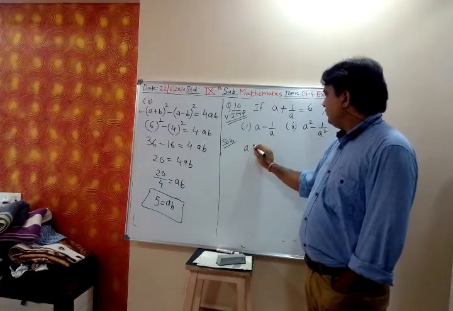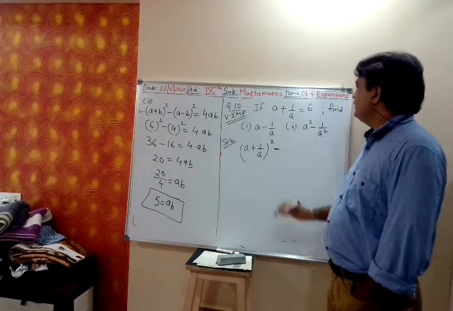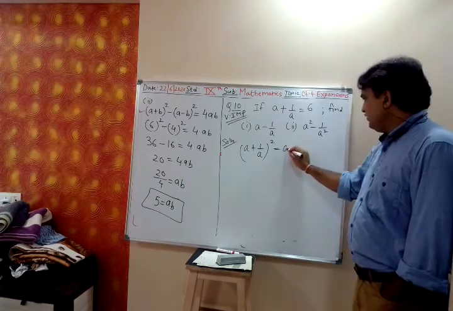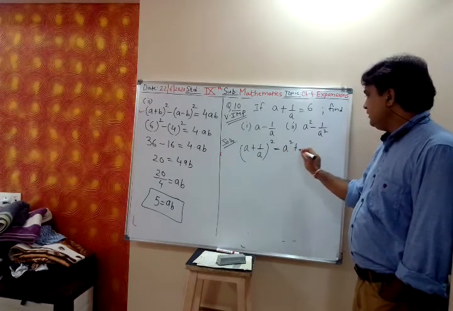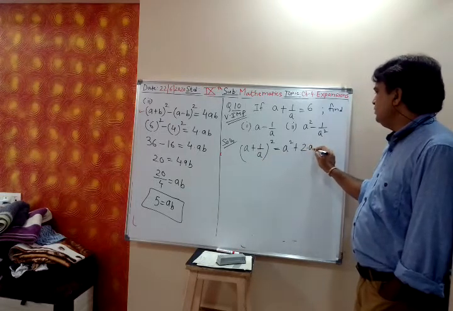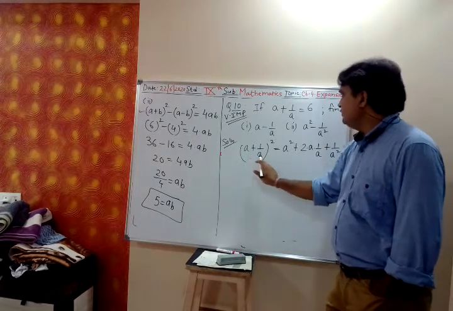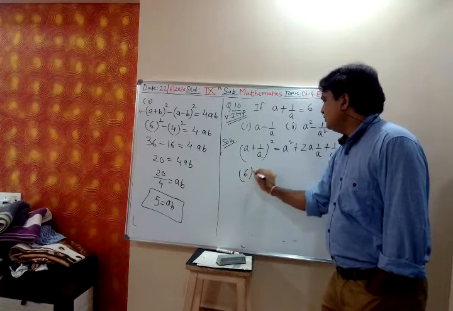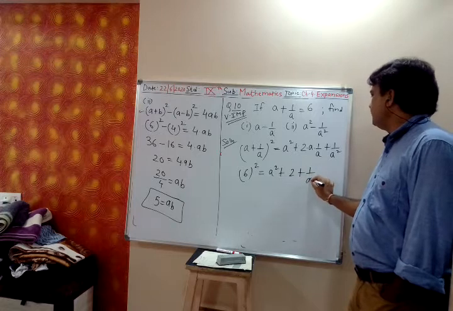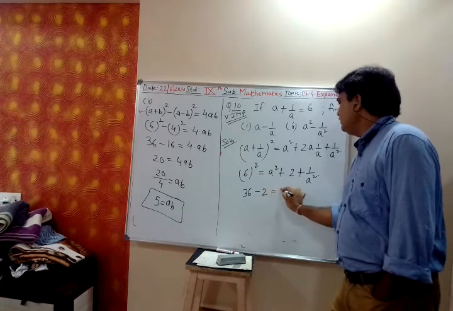a plus 1 upon a whole square. What is the formula for this? a plus b whole square: a square plus b square plus 2ab. So a square plus 2 into a into 1 upon a plus 1 upon a square. So a plus 1 upon a value is given 6. So 6 square is a square plus, a get cancelled, 2 plus 1 upon a square. So 36 minus 2 is a square plus 1 upon a square.